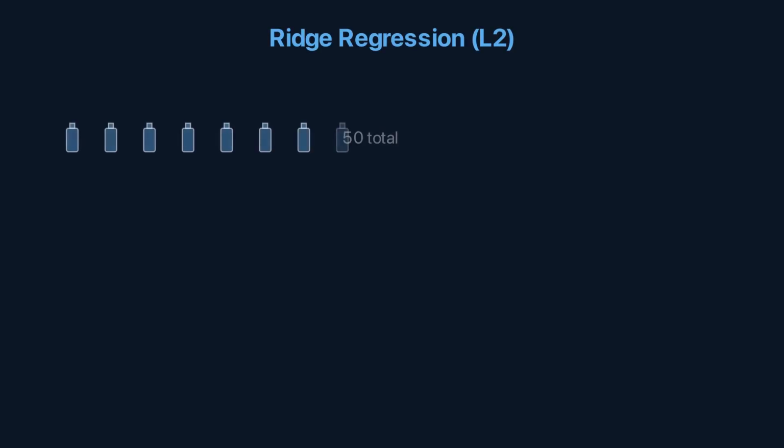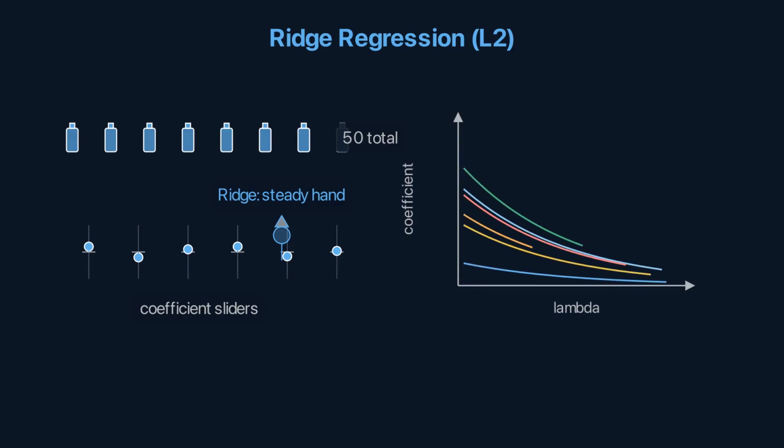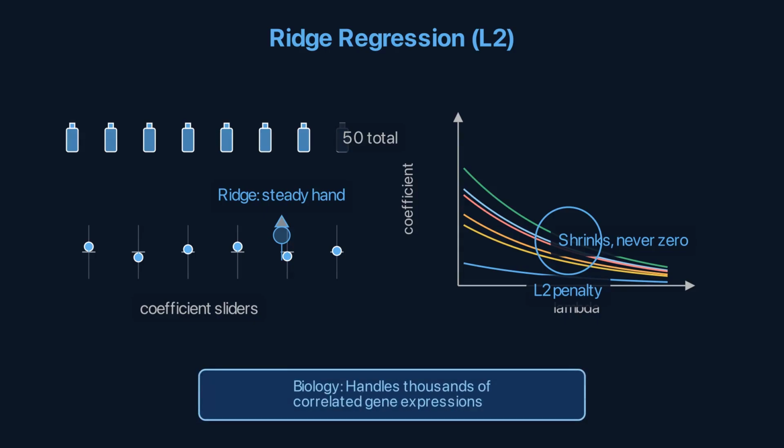Now the pantry has 50 ingredients, and many are nearly identical: oregano, thyme, basil, all herbs. The old chef panics. It cranks one herb to maximum and another to minimum, producing an absurd recipe. Enter the ridge chef. A calm hand presses every slider on the mixing board toward the center. No ingredient gets eliminated, but none goes extreme. This is regularization, a penalty on the total size of all coefficients. In genomics, this handles thousands of correlated gene expressions. Ridge shrinks everything modestly. It never drops anything entirely.